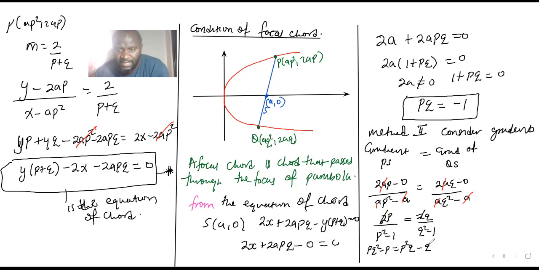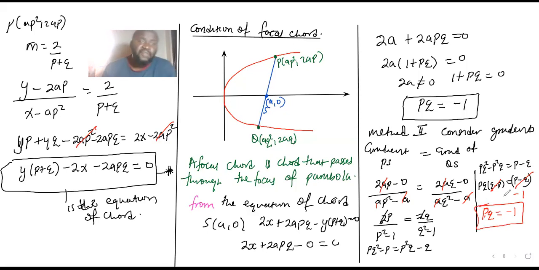With that sense, what do we have? We shall have PQ squared minus P squared Q is going to be equal to P minus Q. Then we shall have here PQ, open brackets, Q minus P, is equal to P minus Q. When I simplify further by division, this is a negative of 1, confirming that PQ is equal to -1. Hence, we can use this as a condition to prove that we have a condition for the focal chord.